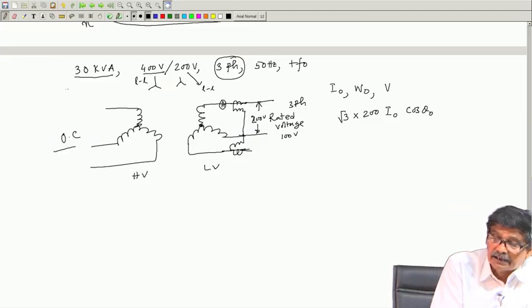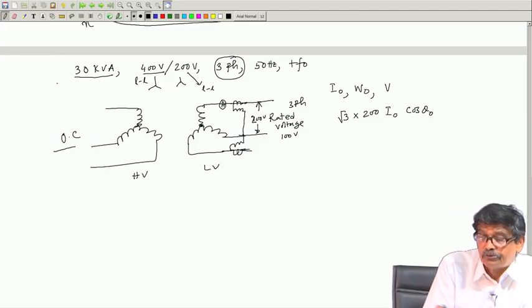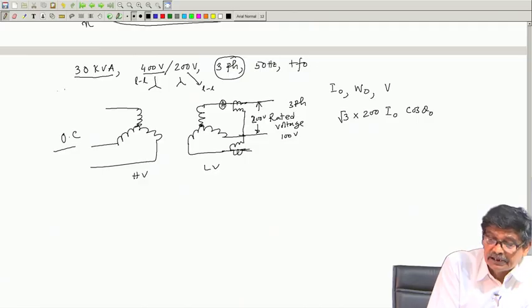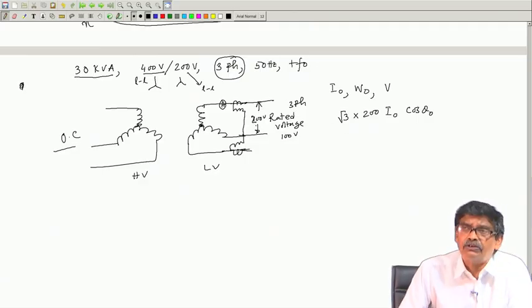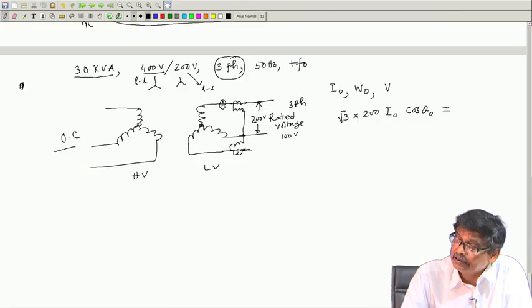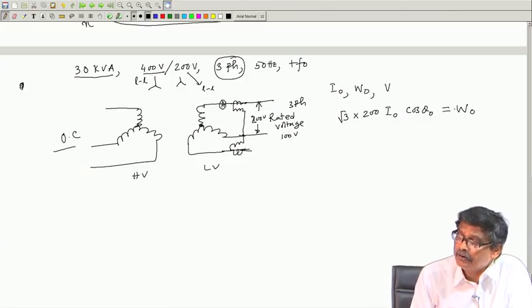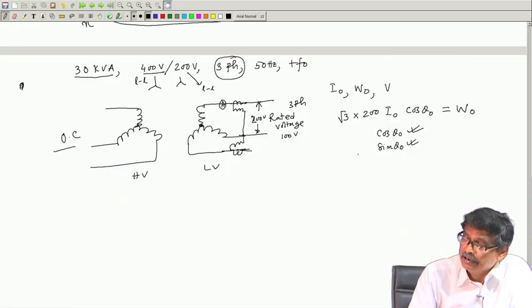How much is the rated current? As I told you, always do this on the HV side, so the rated current of the HV side I will come to. No load current will be small, and you calculate this, and this must be W naught. From this you will be able to calculate cosine theta naught, and from that you will be able to calculate sin theta naught.